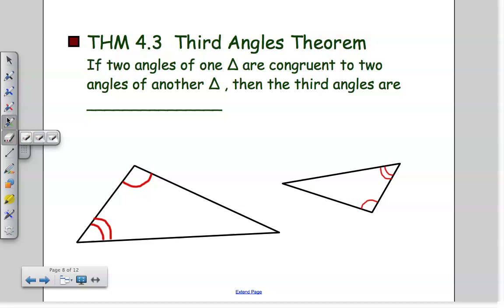If you know two angles in one triangle are congruent to two angles in another, the third angles are also congruent. They have to be. So it's kind of neat. You don't really need all three angles congruent in a triangle. You only need two angles congruent, and you automatically know that the third pair has to be.